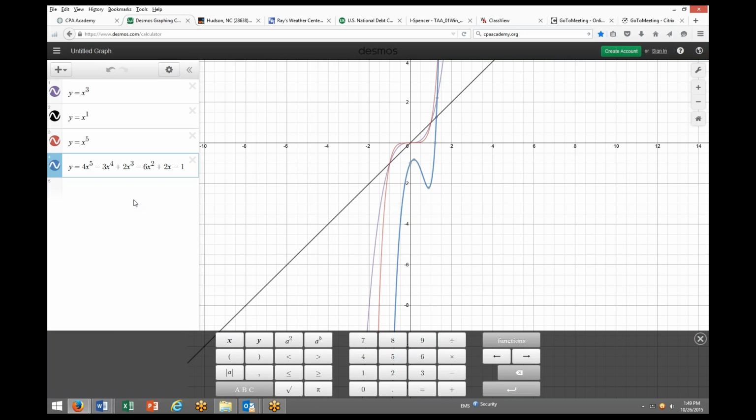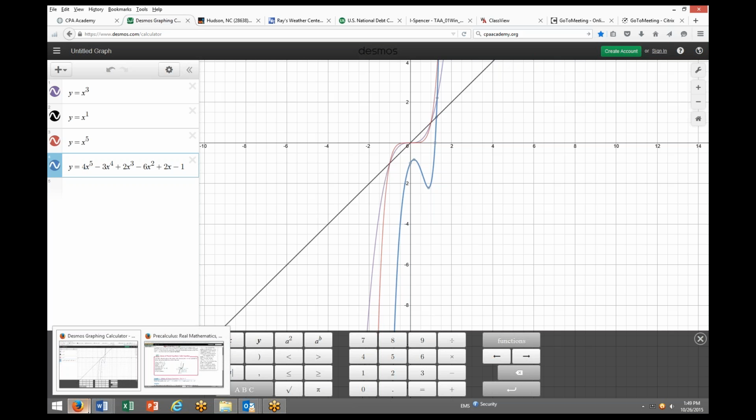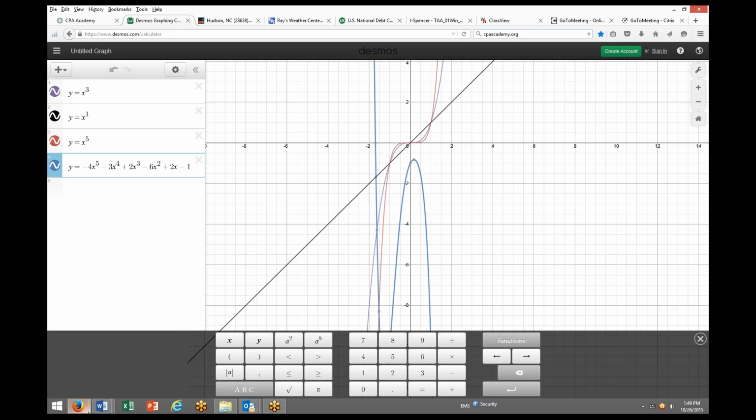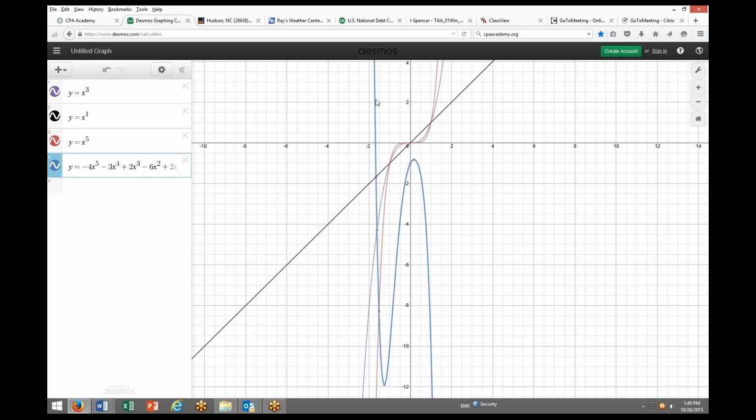And if all I do is put a minus sign in front of the leading coefficient of 4, keep everything else the same, watch what happens to this one here. And then it goes the other way. It goes up to the left forever and down to the right forever after it has this little blip in between here.